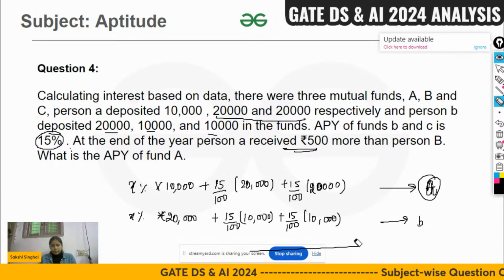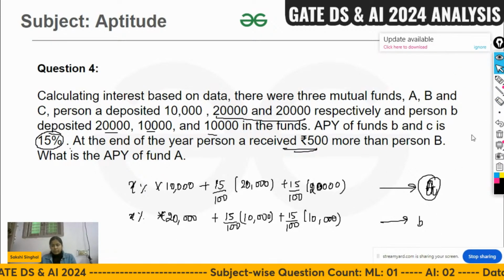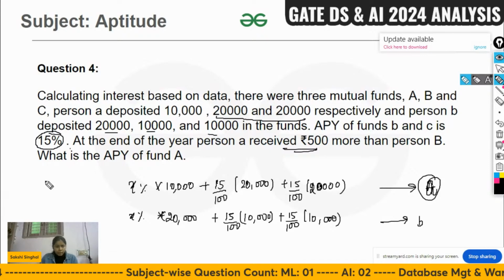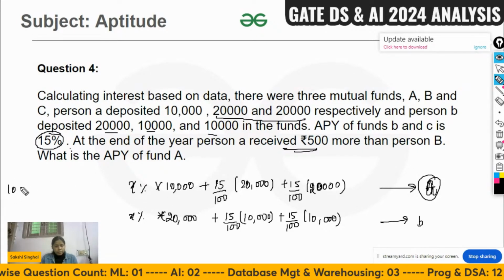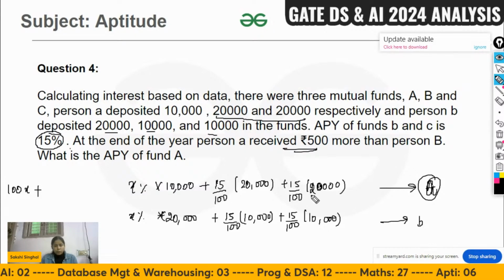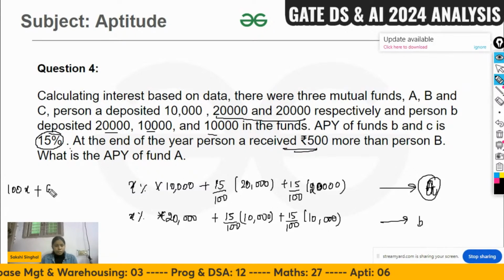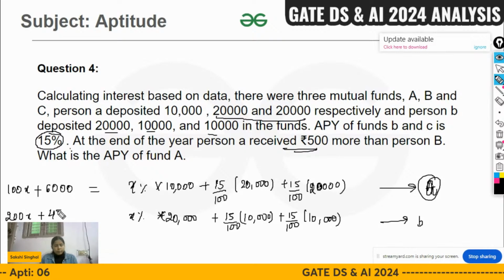So let me simplify it more. Just a minute. So you can see here, what would I get? If I write X upon 100, that would be 100x. Plus, if I solve this, what would I get? 4,000, 15 4 is 60, 6,000. Right? And this would become 200x plus 4500.